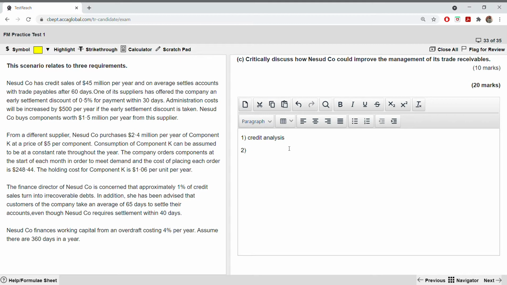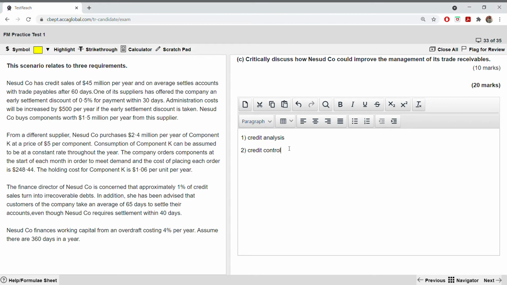Next is credit control. How are you going to do credit control? What you are going to do is observe. You are going to have an eye on those customers whom you have given credit to. You have to monitor them regularly. Are they following the agreed trade terms? Are they breaching some of the terms? Are they paying on time?